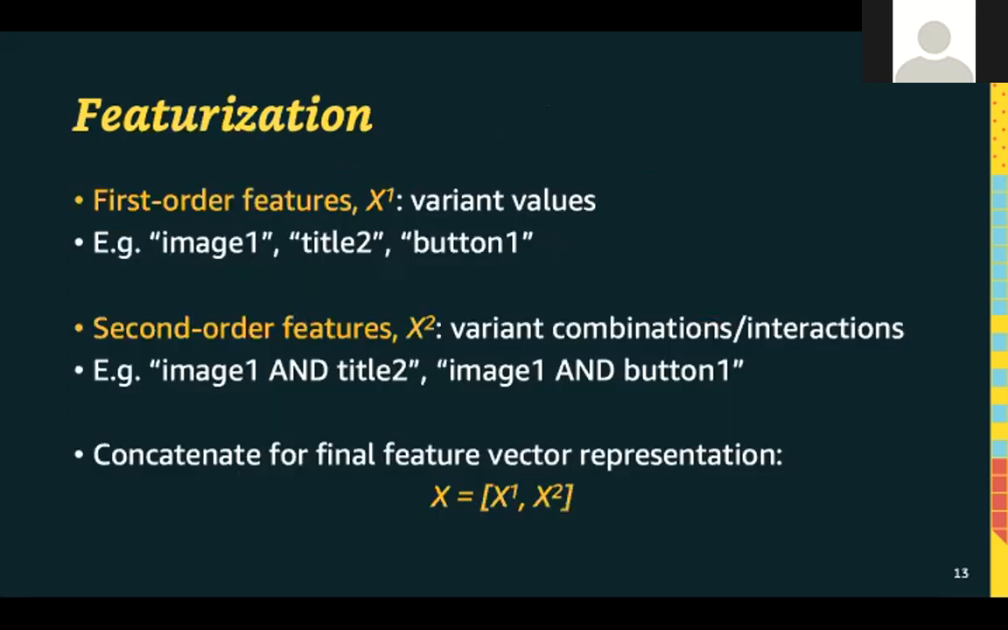In this simple example, we have two categories of features. First order features would be something like the image, the title, the button, right? And then the second order features, which are the combinations or interactions between first order features: image 1 and title 2, image 1 and button 1, and so on and so forth. We concatenate them to form our final vector. This is how I am featurizing this particular ad generation problem.